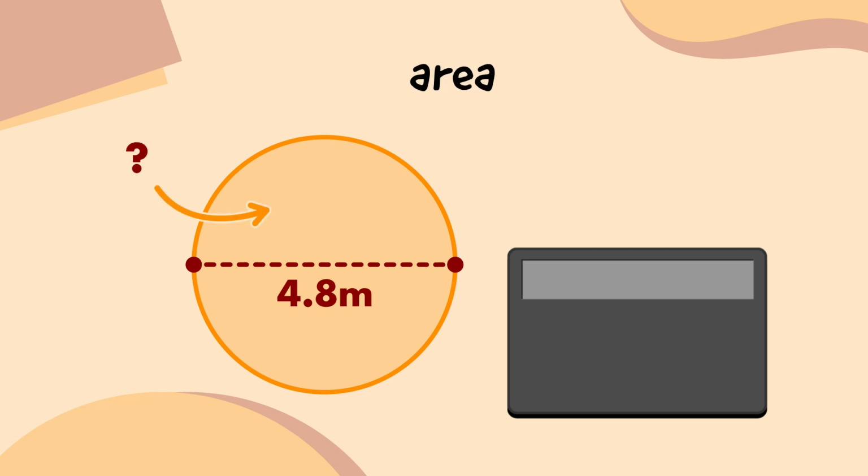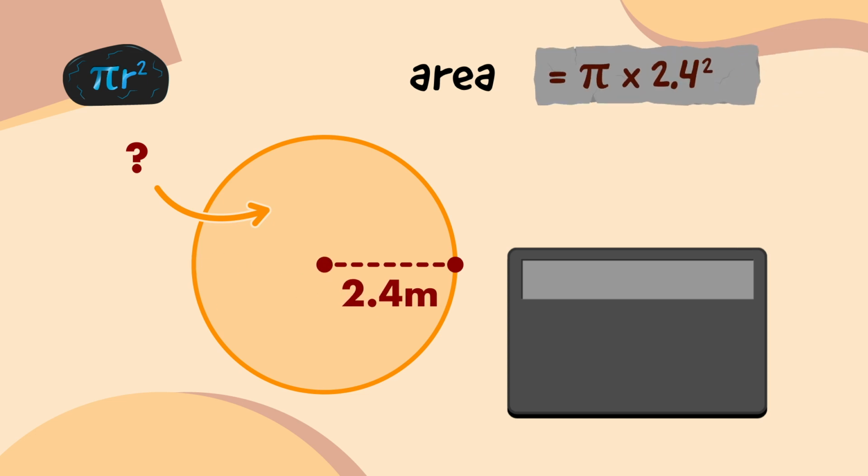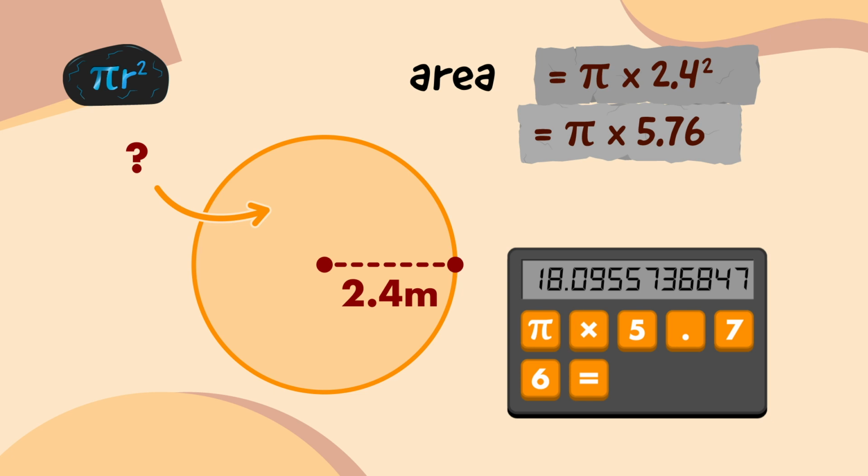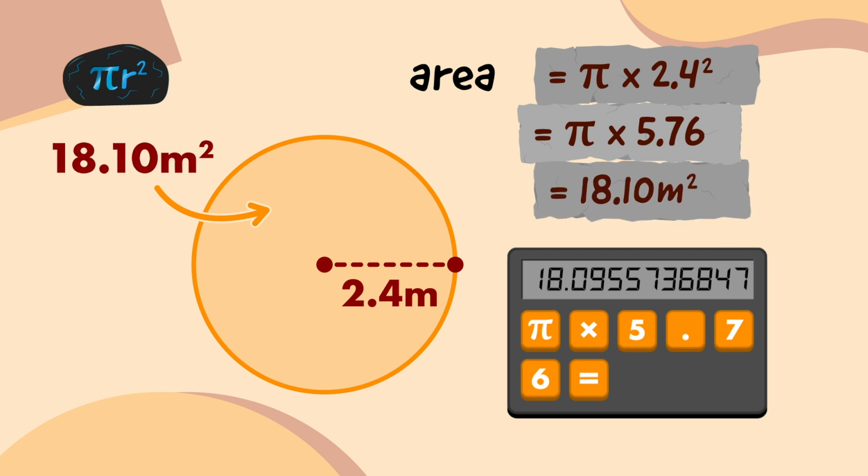Now let's work out the area, which is equal to pi r squared. So on my calculator, I'm going to start by doing the radius squared. The radius is equal to 2.4, so I'm going to type 2.4, press the square button, and press the equals button, which gives me 5.76. Then I'm going to multiply 5.76 by pi. So I'm going to press the pi button, press the multiply button, type 5.76 and press the equals button, which gives me 18.0955736847. That means the area of the first stone circle is 18.10 square metres.